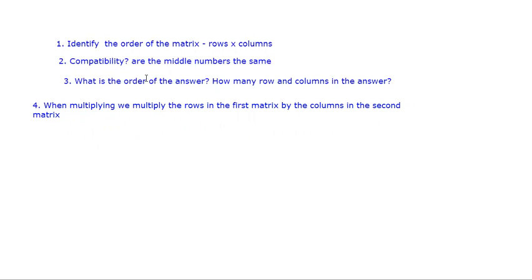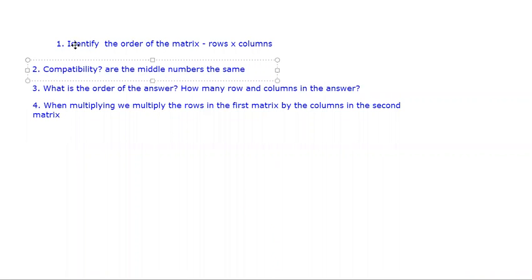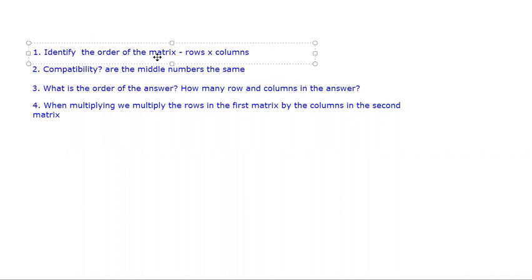So that's it. That's basically what we did today. We looked at identifying the order of the matrix, right? And we look at that by looking at rows and columns. Then the next thing now we look at is compatibility. Are the middle numbers the same? And then we look at what is the order of the answer, how many rows and columns in the answer. And then when we actually start multiplying, we multiply rows, right, by columns.